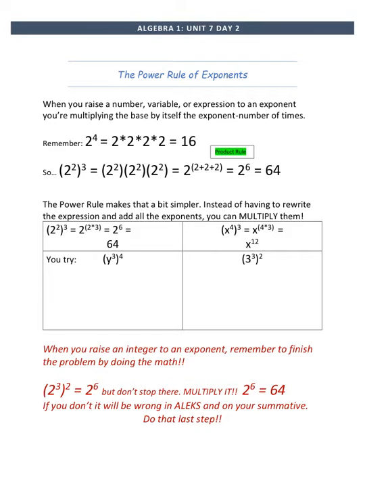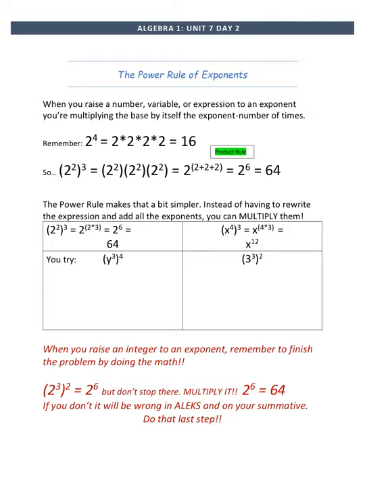All right, day 2, you're going to learn the power rule of exponents. Now, you know when you raise the base to an exponent, you multiply the base by itself. So 2 to the 4th power is 2 times 2 times 2 times 2, which is 16. The power rule talks about raising a power to a power.